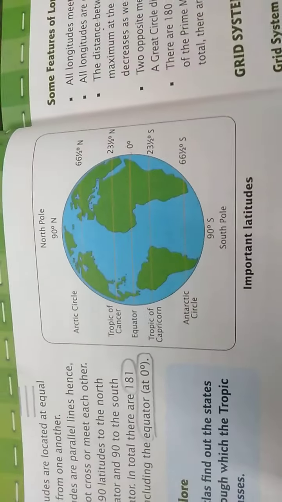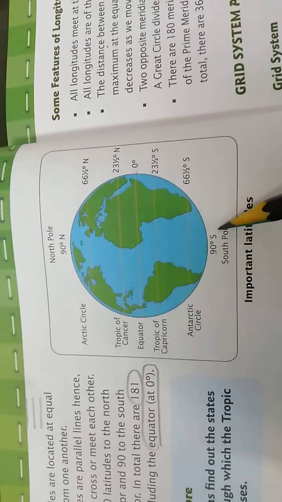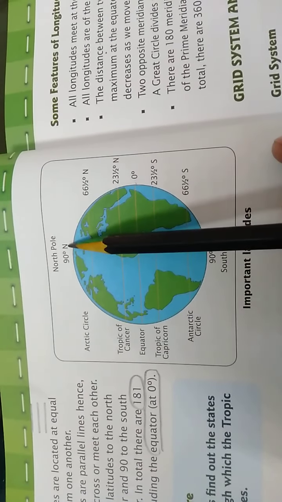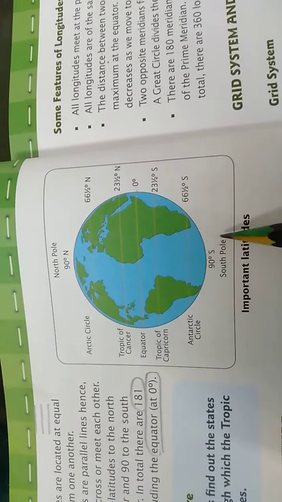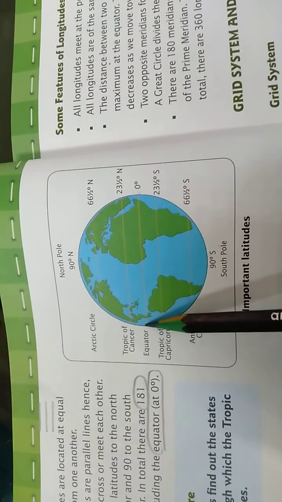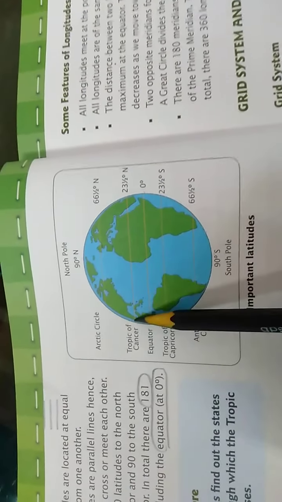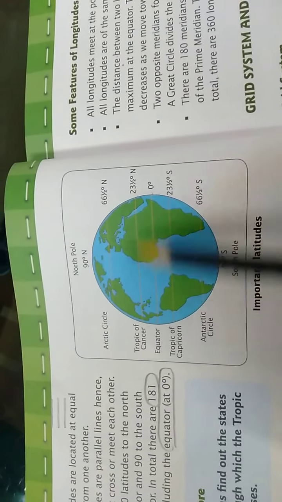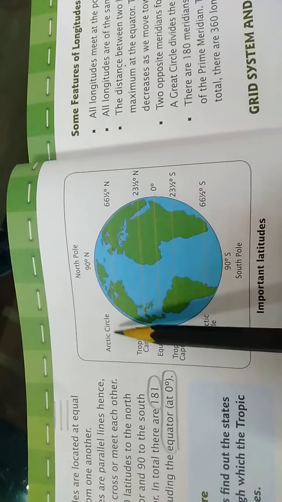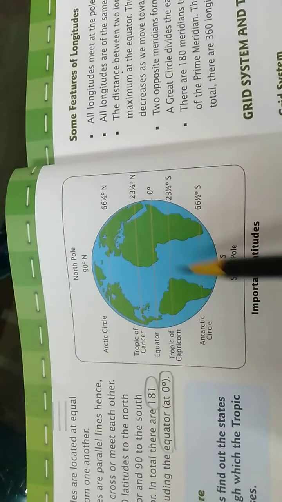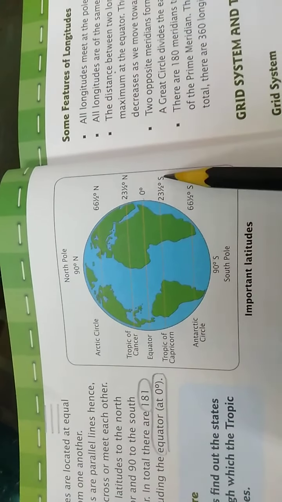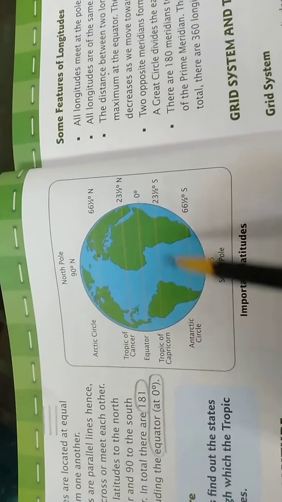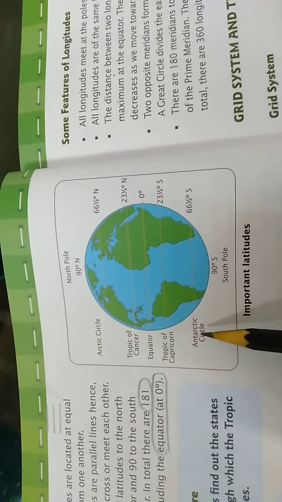You can see in this picture there are important latitudes which are given here. Here is the North Pole, South Pole. The North Pole is 90 degrees north, the South Pole 90 degrees south. Here this is the equator, that is 0 degrees. In the northern hemisphere, at 23.5 degrees north is the Tropic of Cancer and at 66.5 degrees north there is the Arctic Circle. Respectively, in the southern hemisphere also, at 23.5 degrees south is the Tropic of Capricorn and 66.5 degrees south is the Antarctic Circle.